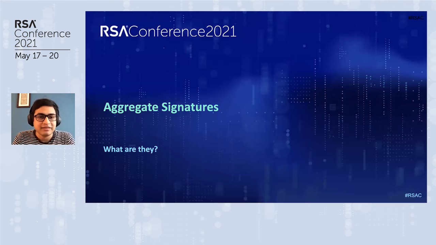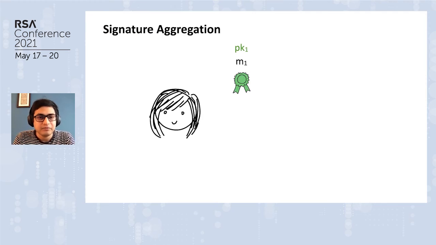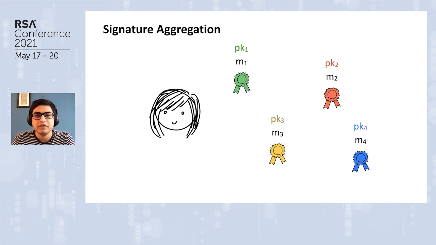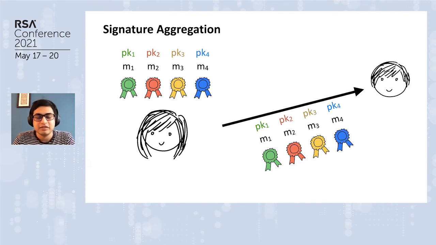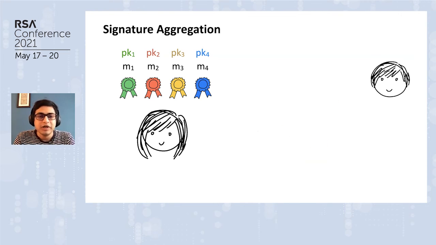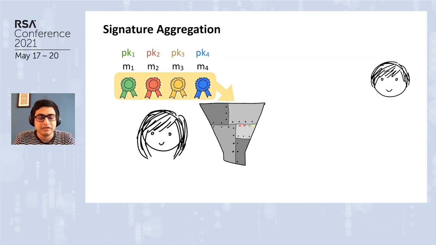What do I mean when I say non-interactive aggregation? Let's say Alice has a bunch of signatures under some public keys for some messages. Once she's collected these signatures, she wants to transmit them to Bob. The simple and naive way to do this would be to simply have Alice send all of these signatures to Bob in the clear, and this achieves the goal. But we can do something more sophisticated in certain cases.